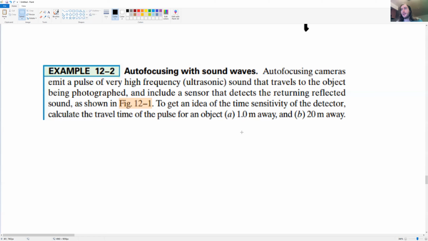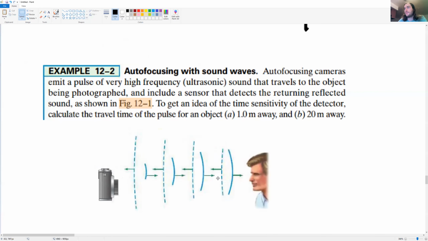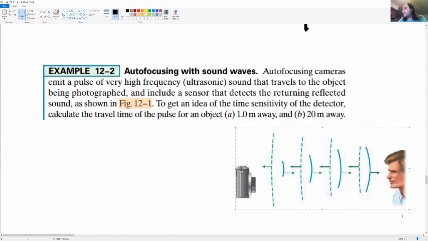Okay, so I never read the question actually. Let me go ahead and read the question while you guys are copying it down. So autofocusing cameras emit a pulse of very high frequency ultrasonic sound that travels to the object being photographed and include a sensor that detects the returning reflected sound. See figure 12.1. Oh, there is a figure. Oh, okay, I see it. I didn't notice it. So let me go ahead and pull the figure as well. There's the figure.